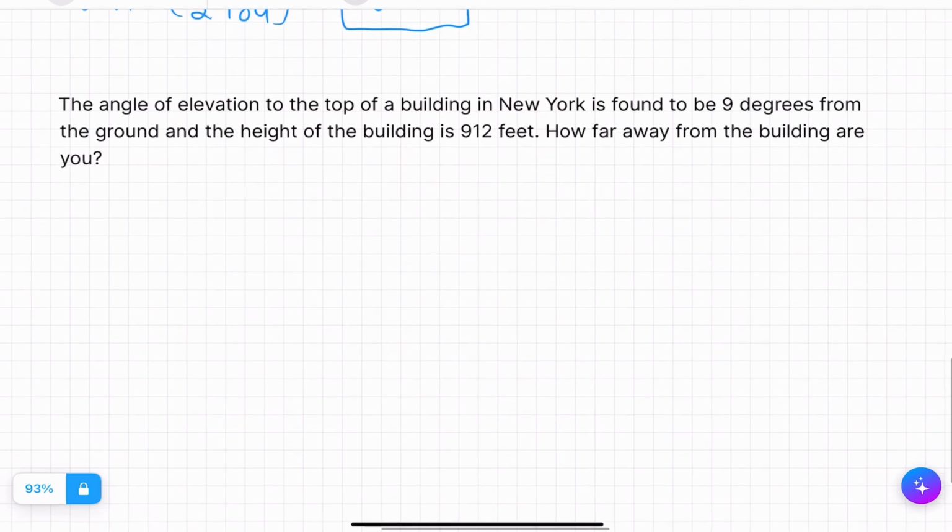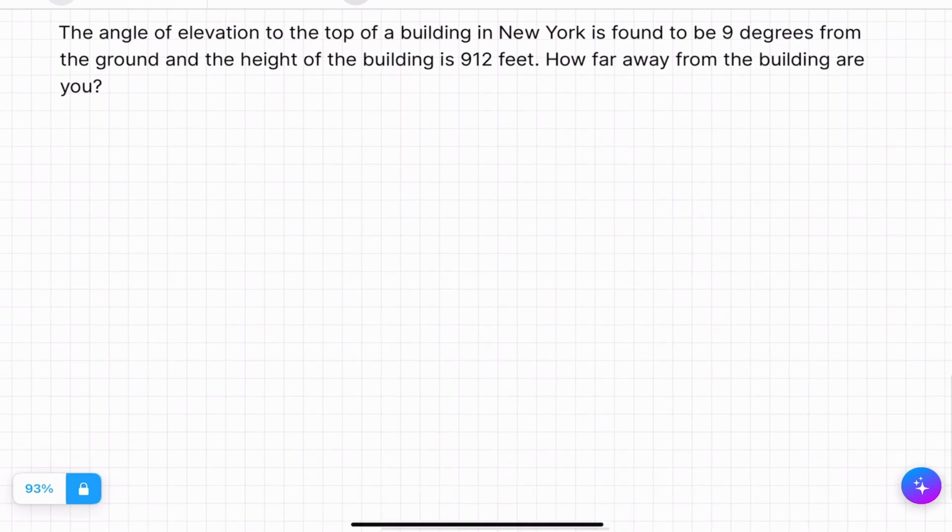And for our final problem, the angle of elevation to the top of a building in New York is found to be 9 degrees from the ground, and the height of the building is 912 feet. How far away from the building are you?